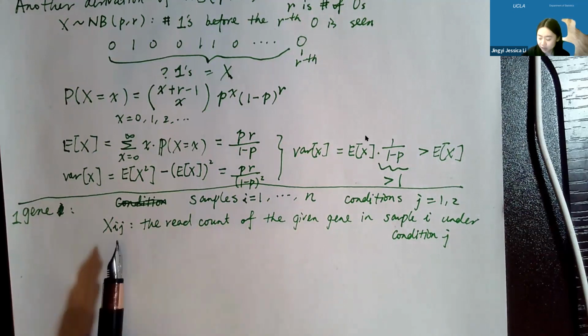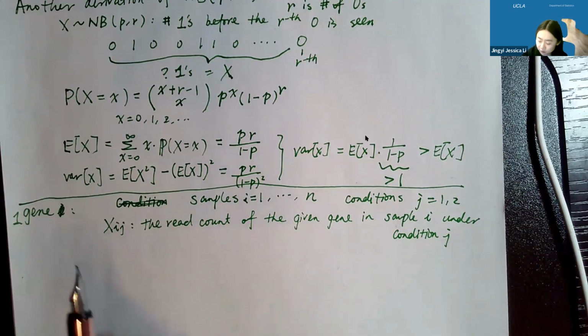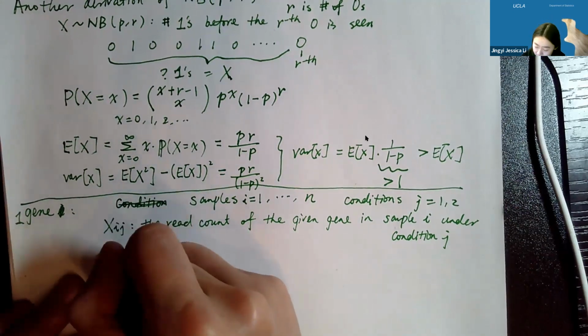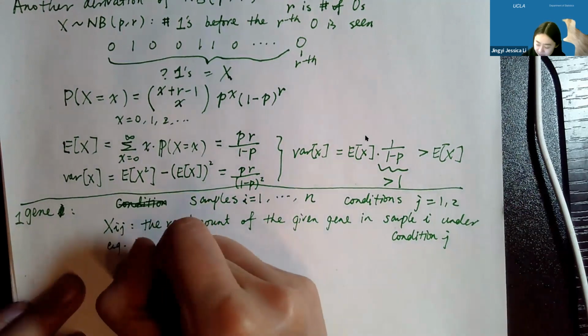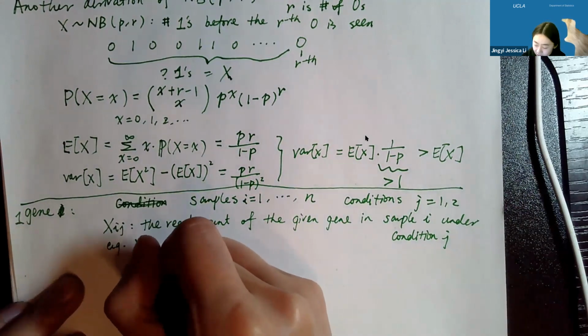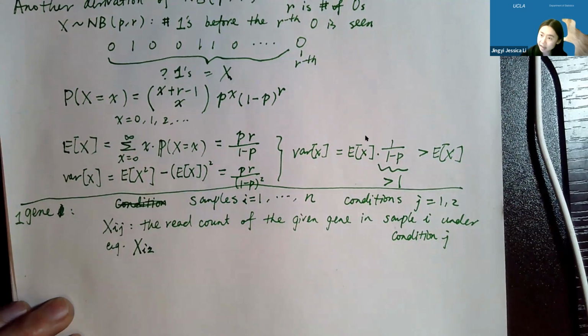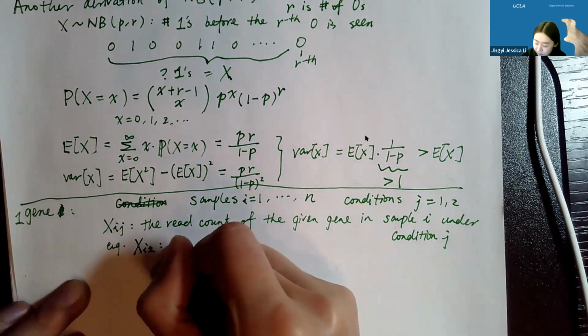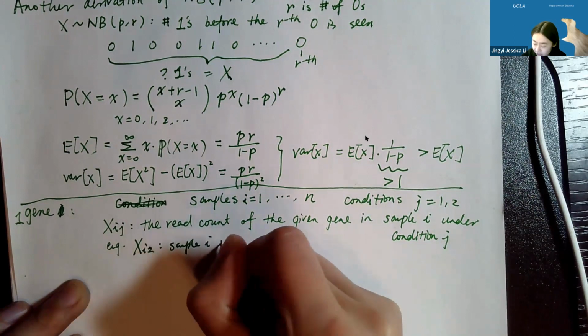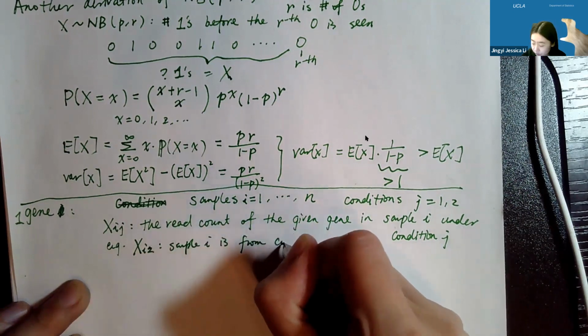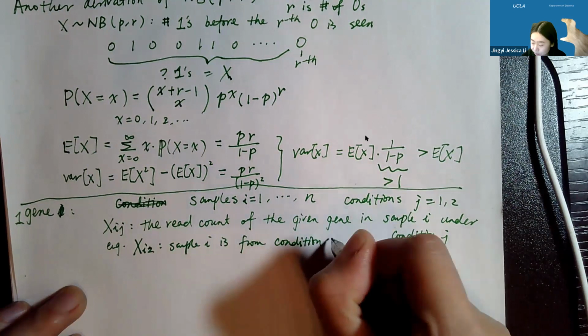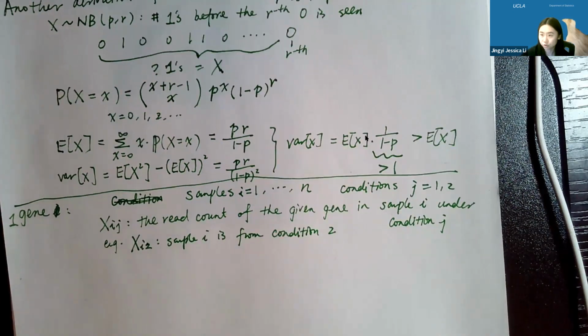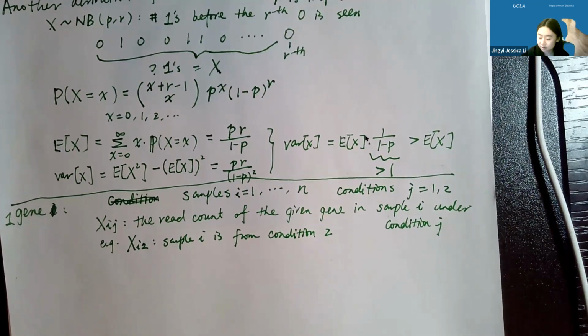So for example, if I number this as x_i2, then x_i2 means that sample i is from condition 2. So this is implied by the notation. I'm just trying to make it easy to write it this way. And also the reason I want to write this way is because later the papers I'm going to show you use this kind of notation, so I try to be consistent with them.